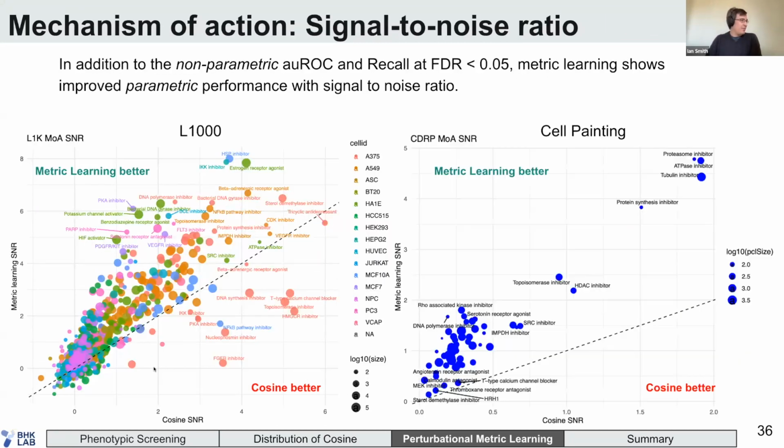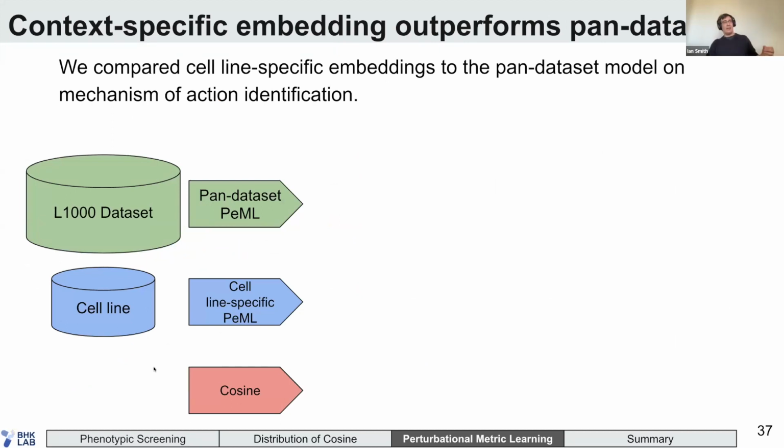Okay, I'm running a bit over time, so I'll probably skip a few of these things. One thing I want to highlight is that the context of these experiments can be quite important because the biology of different cell contexts can be quite different based on the presence of mutations or tissue type and so on. So one question was, for the L1000 dataset where we have many different cell lines, is it better to learn a single metric for the entire dataset or to learn cell line specific metrics? To do this, we trained a pan dataset metric, and then we trained a metric on each of about 20 different cell lines, and we're also comparing with cosine.